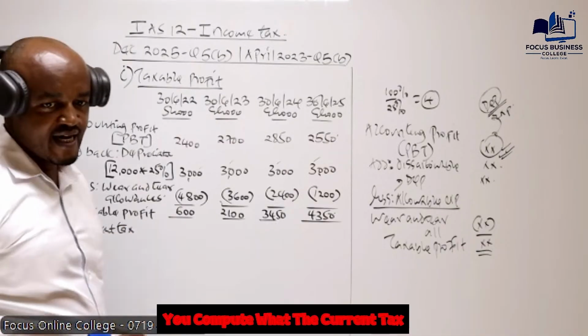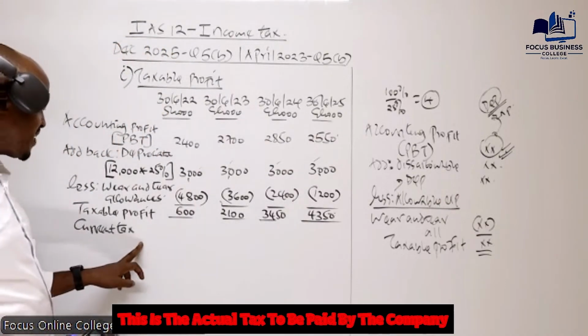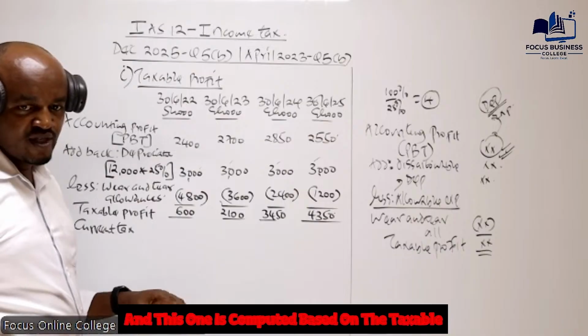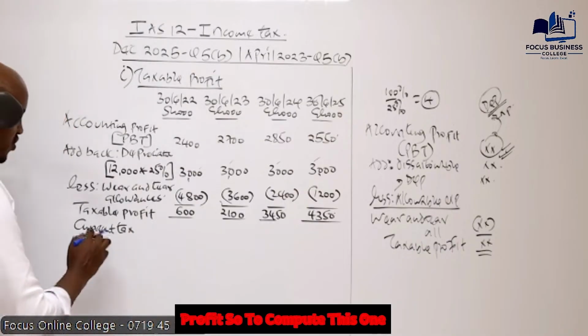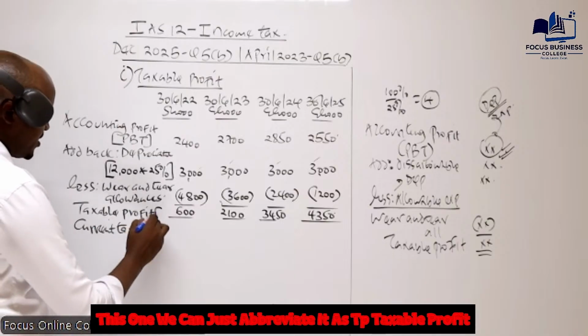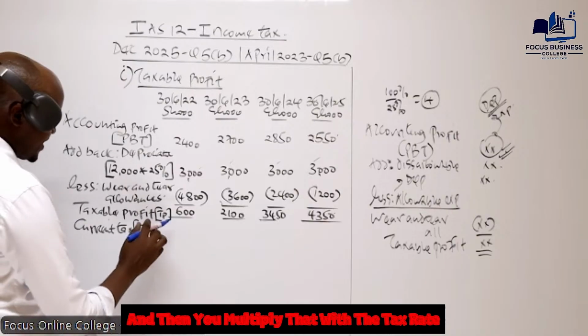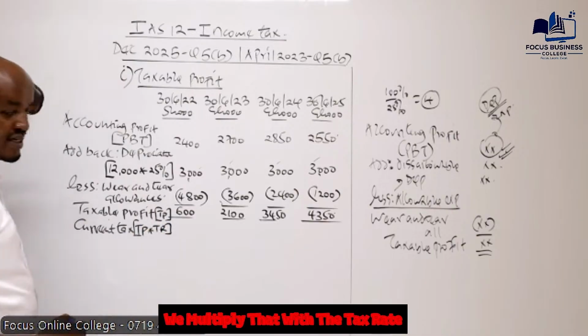You compute what? The current tax. Remember in this case we said the current tax is the actual tax to be paid by the company, and this one is computed based on the taxable profit. So to compute this one, we take the taxable profit, which we can abbreviate as TP, and then we multiply that with the tax rate.